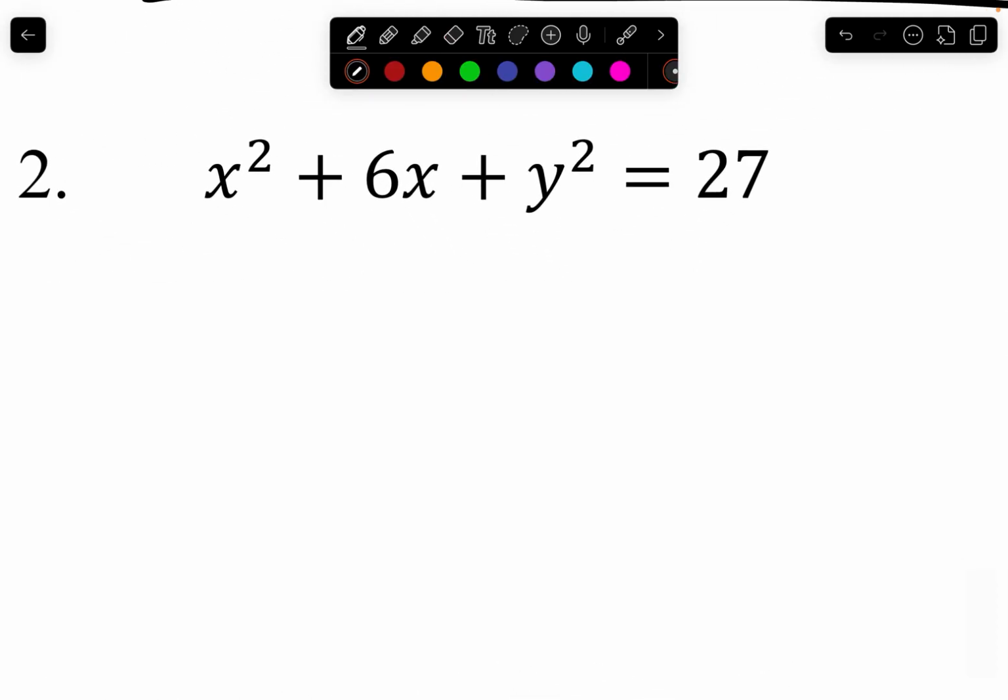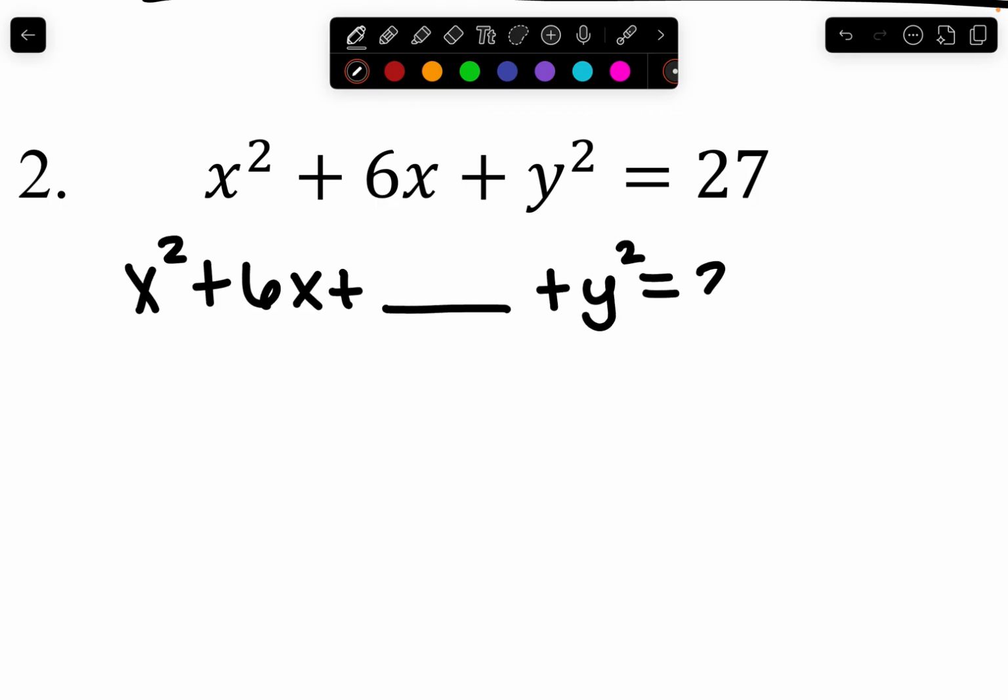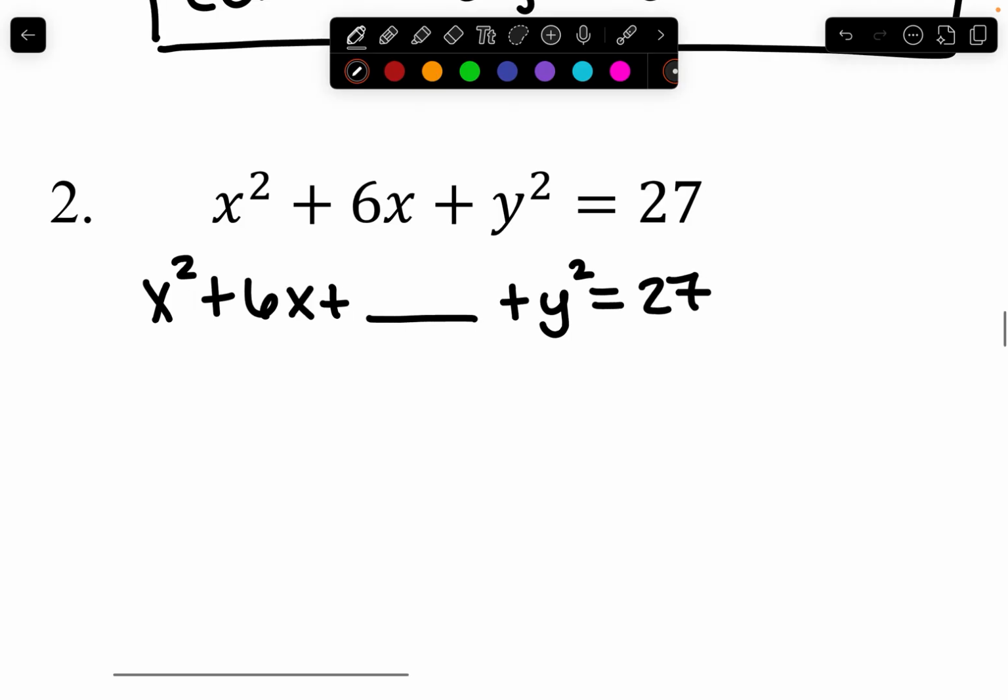In order to make a trinomial with my x's, I don't need to do it with my y's because I already only have one y. What I need to do is I need to create a space for my brand new c value. Okay. Now, because I've added something to the left side of my equation, I must also add the same thing to the right side of my equation.